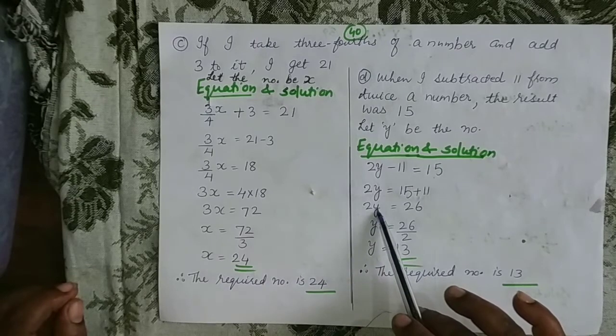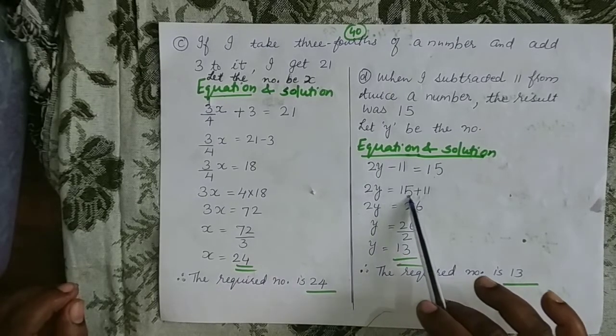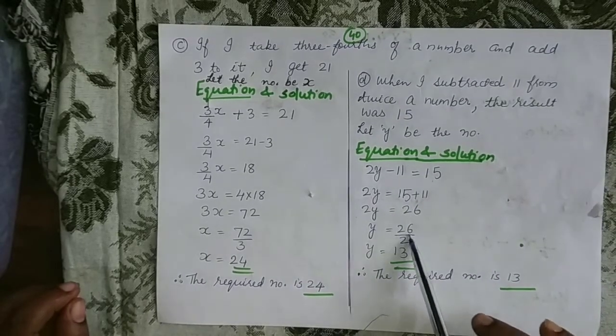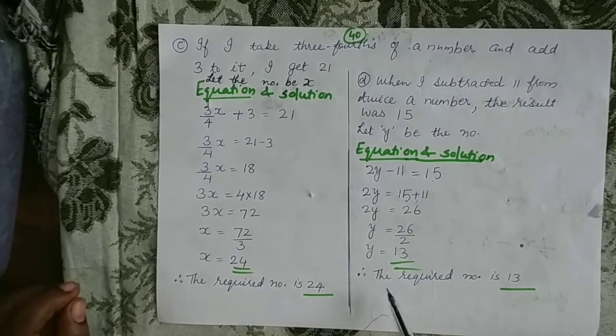Here 2 is multiplied by y. Now we need y alone. Here it is multiplied. The side of 2 I am changing. So on the RHS when it goes, it will divide. So the value of y is what? 26 by 2, 13. We got the value of y. That means we have solved it. Therefore, the required number is what?